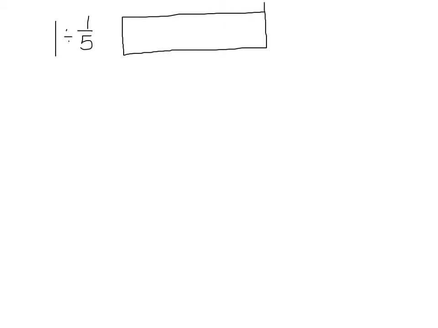Once we start with our model, we're going to turn 1 into 5/5. So the denominators are the same in both 1/5 and 5/5. Now the problem is 5/5 divided by 1/5. So we're going to rename the model to show 5/5. So now we're going to go ahead and divide it into 5 equal sections.